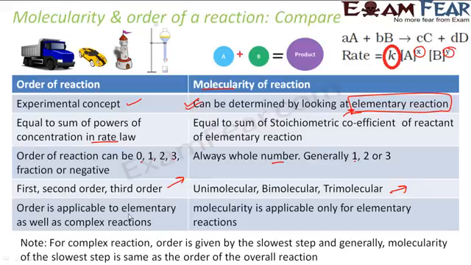Order is applicable to elementary as well as complex reactions. Please note, we can define order for any kind of reaction, but molecularity is applicable only for elementary reactions. And as we have just seen, for the complex reaction, the order is actually given by the slowest step, generally. Right? And the molecularity of the slowest step is generally the same as the order of the overall reaction. Please note, it is generally, not always.